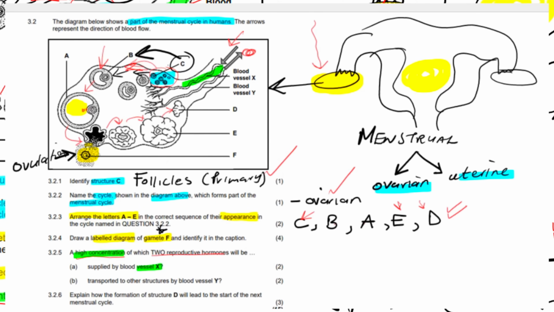And then now we go to blood vessel Y. So now they say a high concentration of which two reproductive hormones will be transported to the other structures by blood vessel Y.